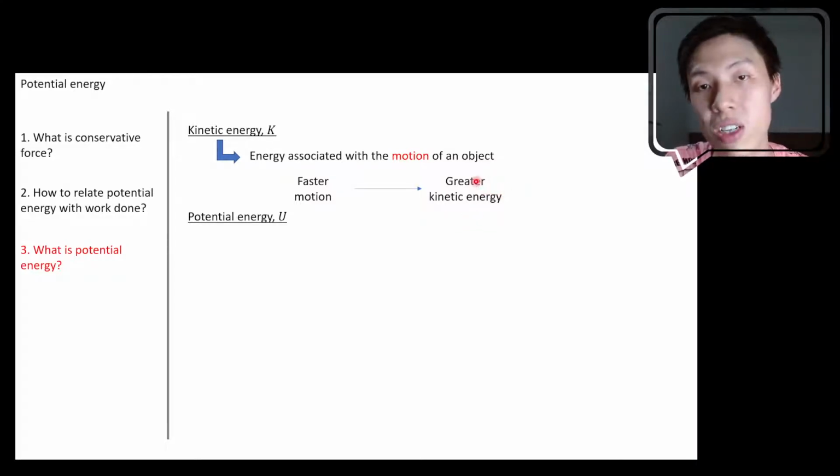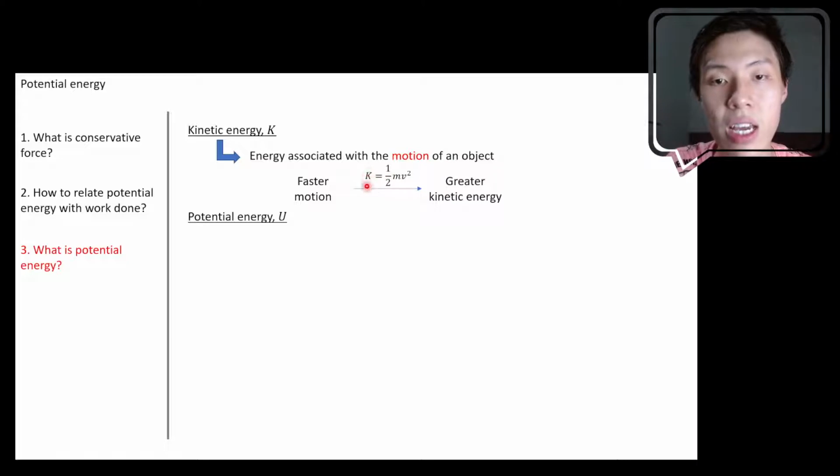So this is expressed in the form of the equation: kinetic energy equals half mv squared, where m is the mass and v represents the speed of the object. So faster motion, greater speed, greater v means greater K, therefore greater kinetic energy.